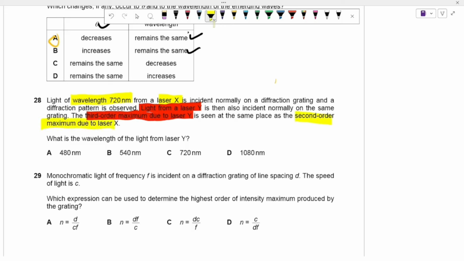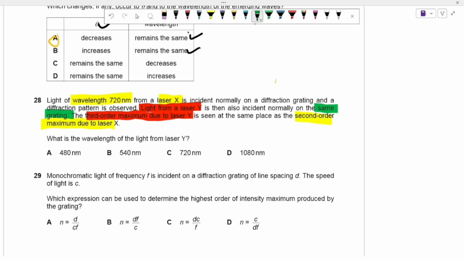And then I've been told that it is the same grating. Underline, guys, underline very important facts. I'm told that it's the same grating. So the same grating has implications. Y being at the third order has implications. X being at the second order also has implications. We're going to write that, and then we're just going to make our calculations.